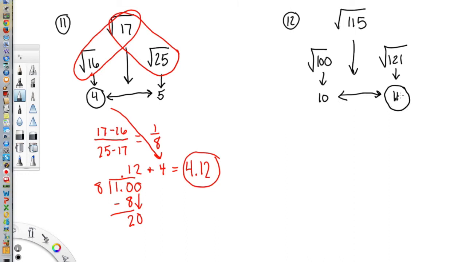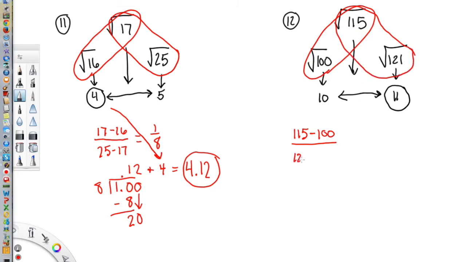Whatever hundredth we get, we can't add it. This time we're going to have to subtract it. And there's also something else funky that's going to happen here. If we were going to just round it to the nearest whole, we'd say it's 11, but we need to go to our nearest hundredth. So once again, I take the difference between my two square roots, 115 minus 100, over the difference between my next two square roots, which would be 121 and 115.